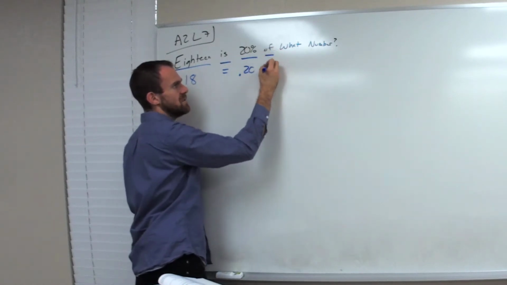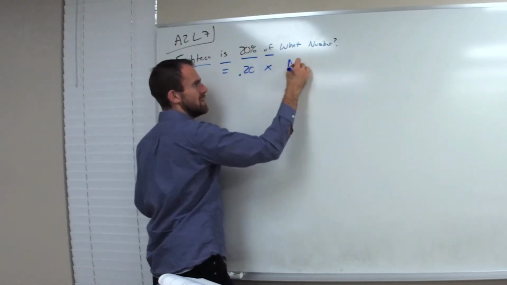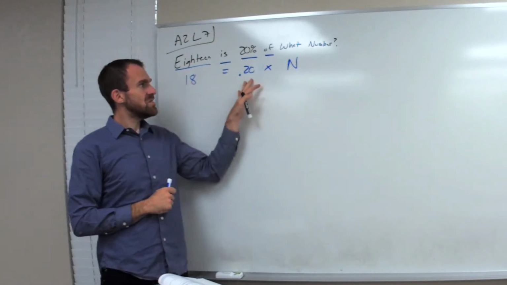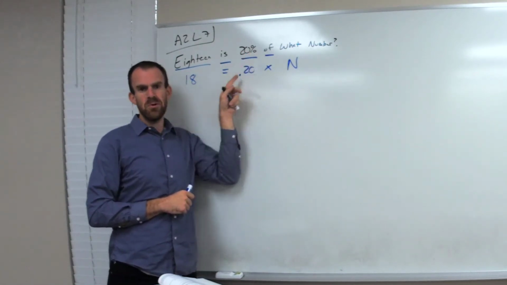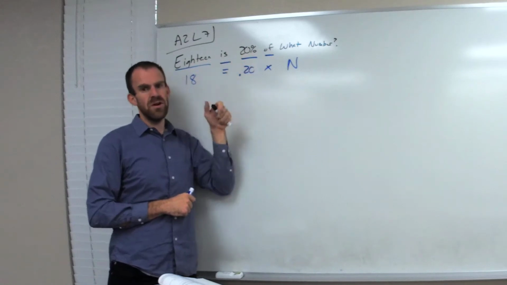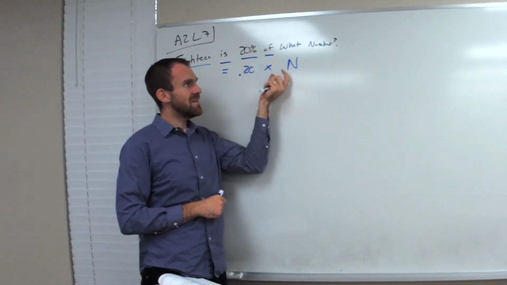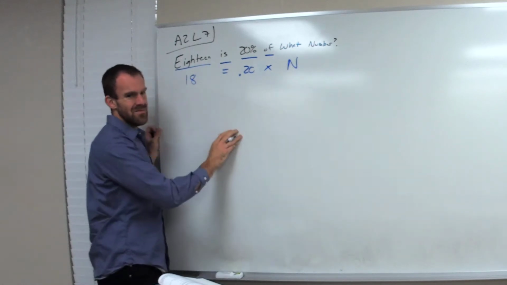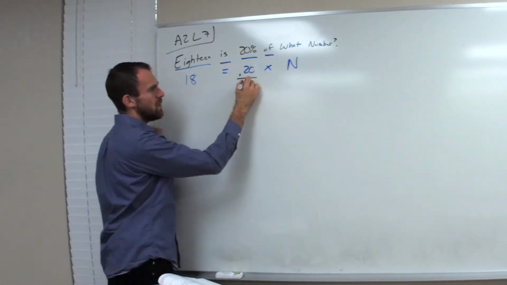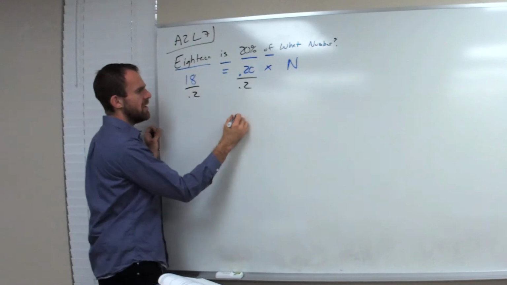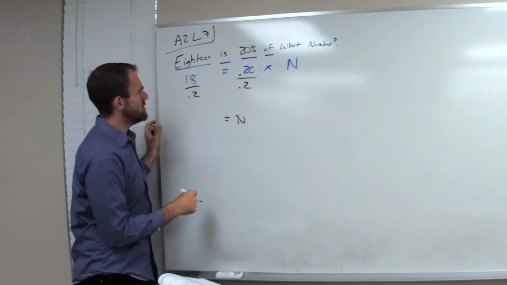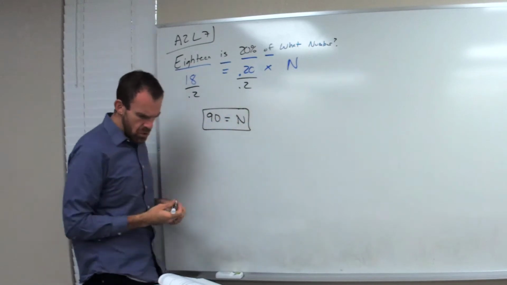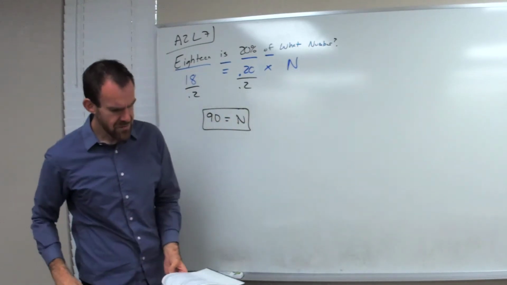Of means times. What number means n? There's my equation. Again, the numbers are just the numbers. To get from a percent to a decimal, move the decimal point over 2 spots. Can I solve this? Well, of course. I can divide by 0.2, and n equals, if I'm not mistaken, 90. Woo! Oh, that was fun.